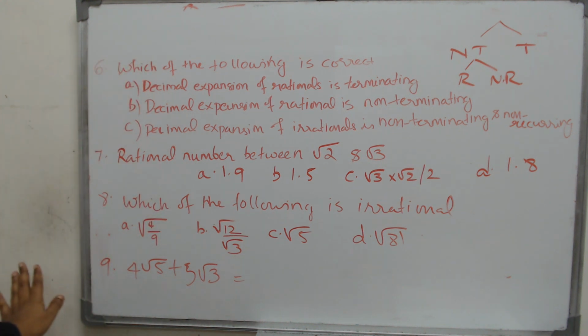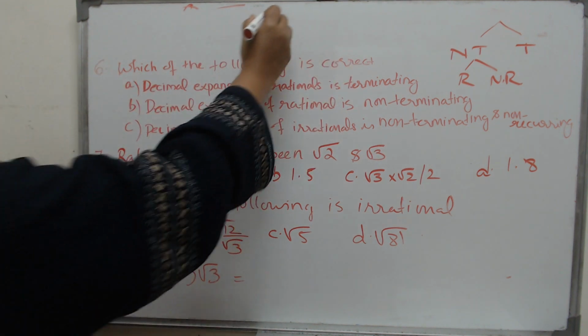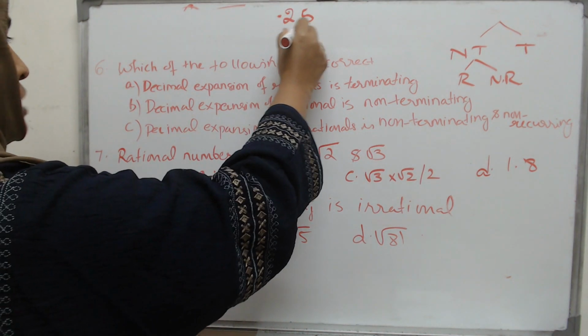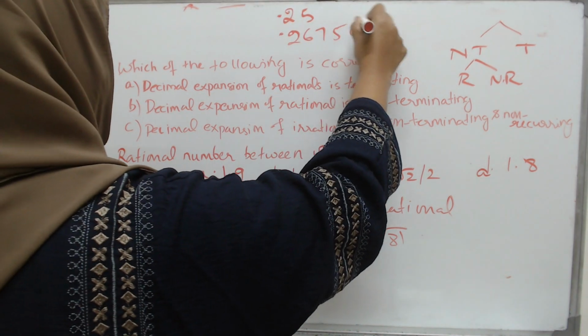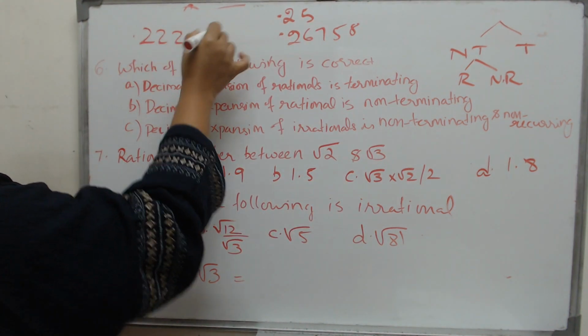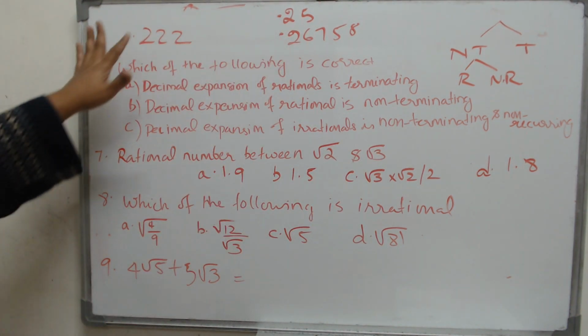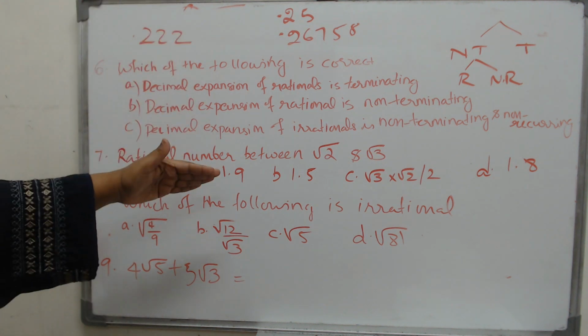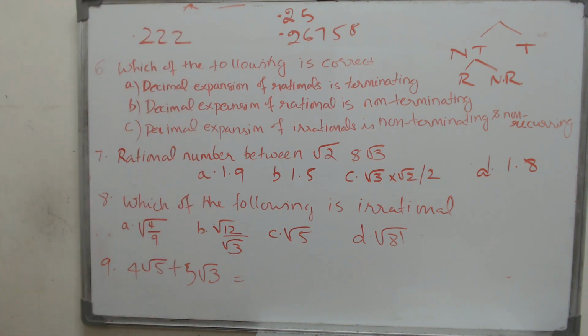Forget rationals or irrationals. Take any decimal expansion. How many types will there be? There will be two types. Either it will terminate, finished, or it will not terminate. It will go on and on and on. So these are the only two main classifications. Either it terminates or it does not terminate.